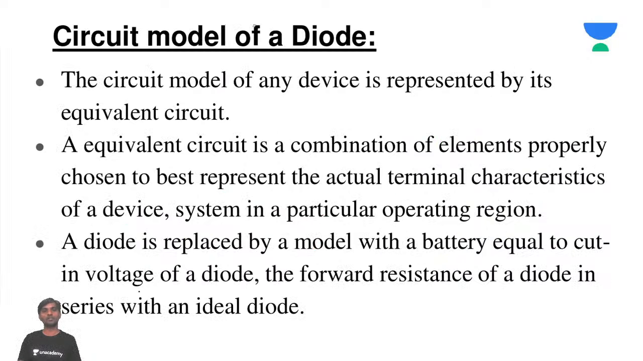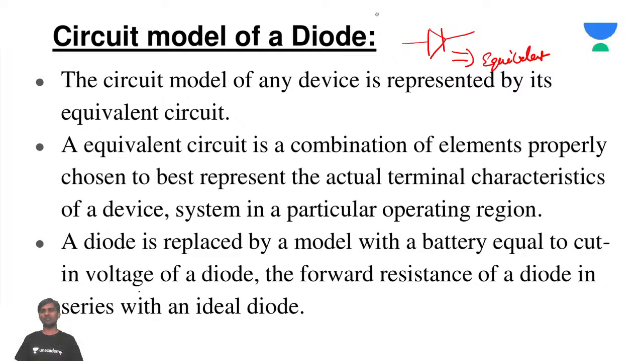Next, the circuit model of a diode. What do you mean by a circuit model of a diode? Every time I can't draw this, right? See, this is the diode symbol. When you are using this in the circuit, you should represent it with its equivalent model. Then only you will solve any circuit and find the voltage and current across the circuit.